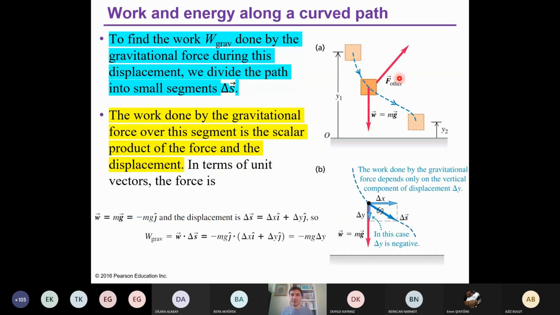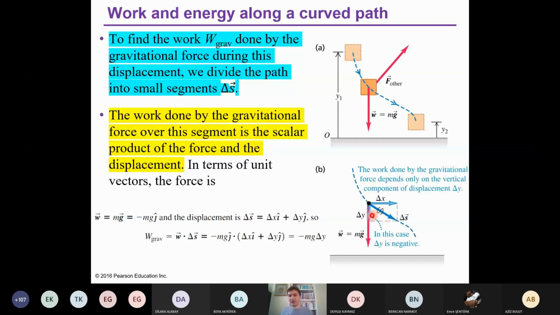So then what about the work done on this box? In order to find the gravitational work, we can use small segments of displacement. Here, let's consider that this is the same curved path in B. And here we have delta S, a very small segment of displacement along the curved path. So this delta S has an X component delta X and a Y component delta Y. And this is the weight acting on the object due to gravity, which is given by mg.